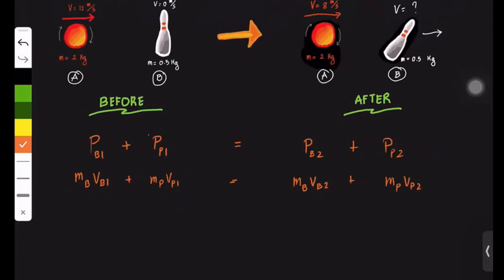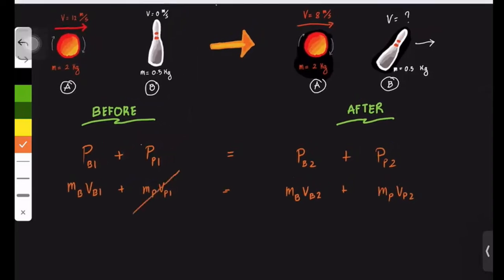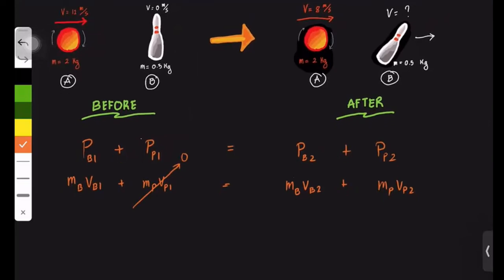Since the bowling pin is initially at rest, when we get the momentum of this pin that is initially 0 meters per second, there's no movement, so automatically the velocity is 0. So we can cancel this out. That means that is just equal to 0, because it's not moving. So we will only have m b, the mass of the ball, and v b 1, the velocity of the ball before the collision, equal to m sub b v b 2 plus m sub p v p 2.